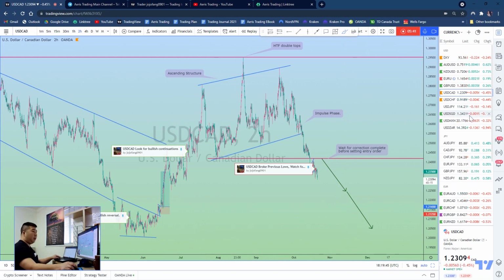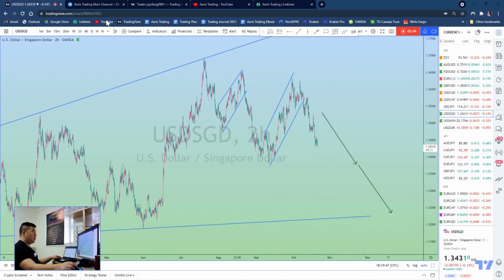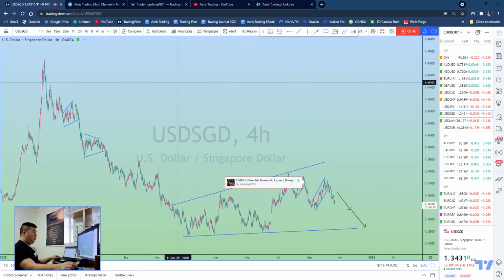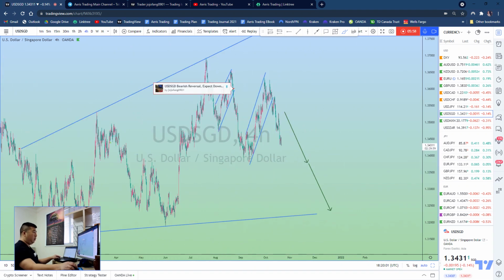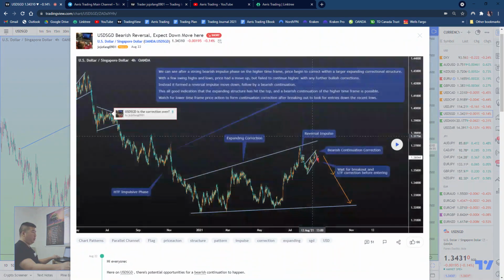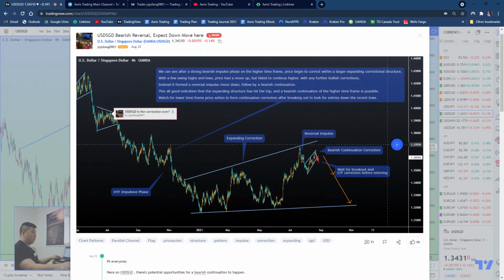Now let's look at a couple other dollar pairs. Dollar Singapore dollar is another one that I was looking at. Overall price is very clean, very clear, like the dollar index. We have this bearish push down from the price. We fall into a larger structure here. It's a little bit more expanding, but again, a few swing highs and a few swing lows. And from the top of the structure, we have that impulse, we have that correction, and that's where I was looking for a continuation price action.